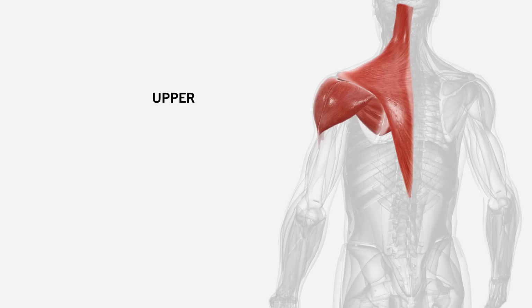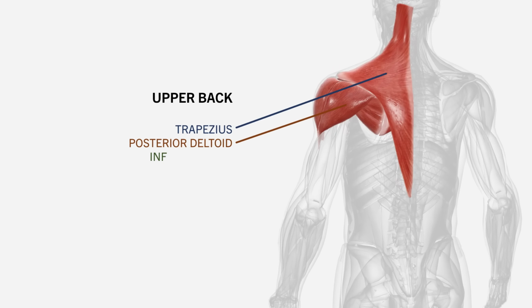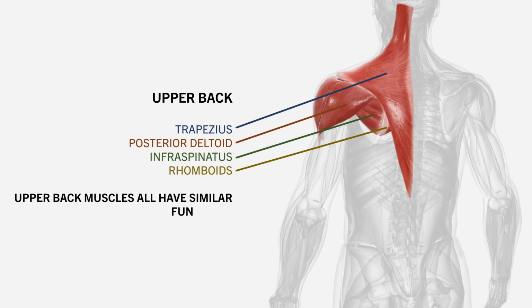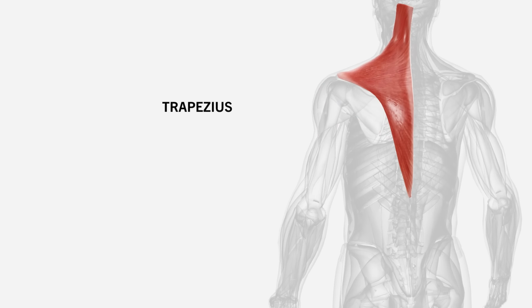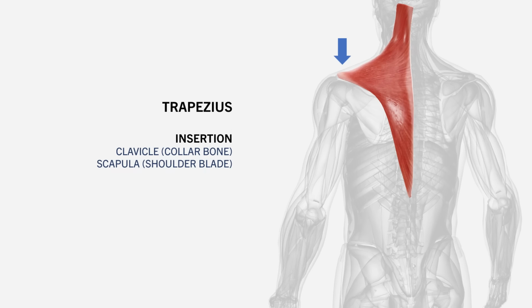This encompasses the muscles of the trapezius, the posterior deltoids, the infraspinatus, and the rhomboids, which sit underneath the trapezius. These muscles all have similar functions, which is why they are typically collectively referred to as the upper back. In terms of their anatomy, the trapezius inserts on the clavicle or collarbone and the scapula or shoulder blade, and it originates primarily along the upper half of the spine.